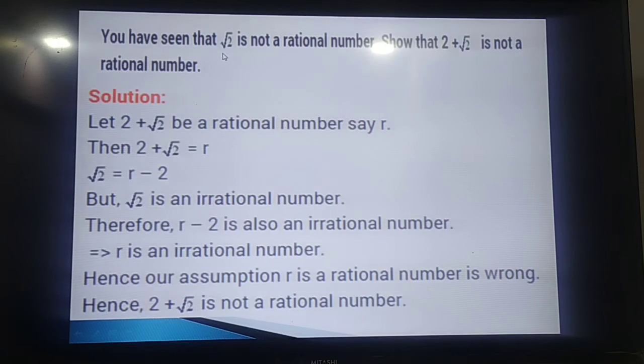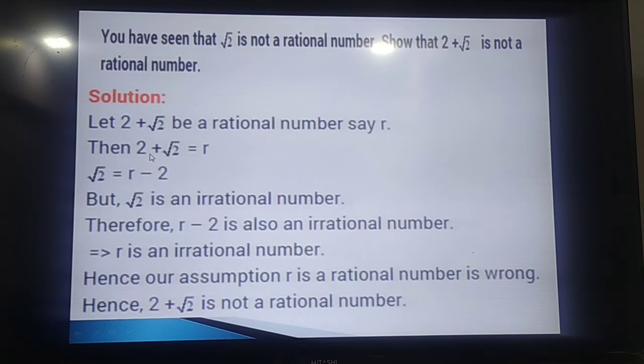It is not to prove that root 2 or root 3 or root 5 are irrational, but it is already given that root 2 is irrational, and we want to show that 2 root 2 is not rational, or 2 root 2 is irrational. So what we do, we again start with the contradiction. Let us consider that this 2 root 2 is rational and it is represented by a rational number r, meaning 2 root 2 equal to r.